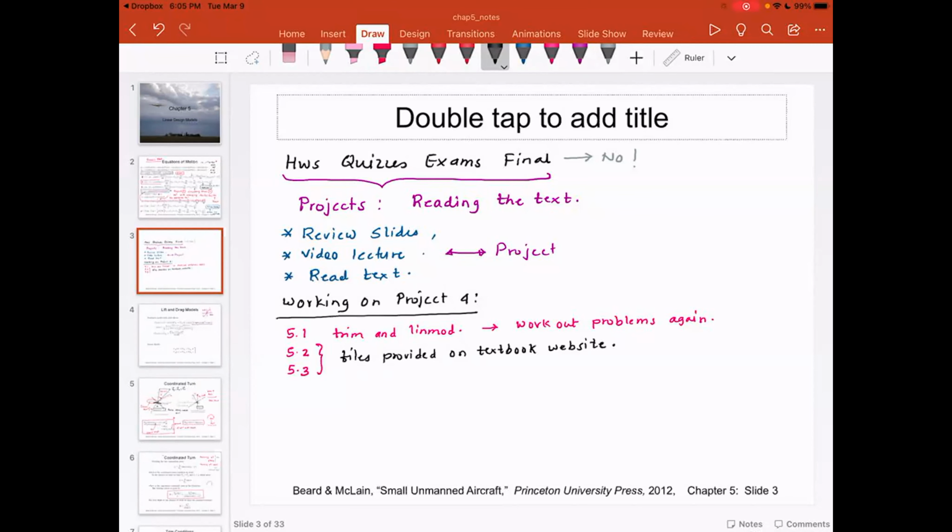Now, when you try to work out problem 5.4, step 1 is to see what this project or problem is asking. I will read it so that we understand the problem, and once we set up the problem, then step by step we will come up with a solution. First, we have to use a Matlab script to compute the trimmed states. That means the states at the operating point, and it's a level flight.